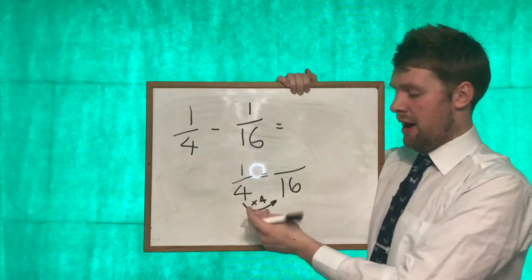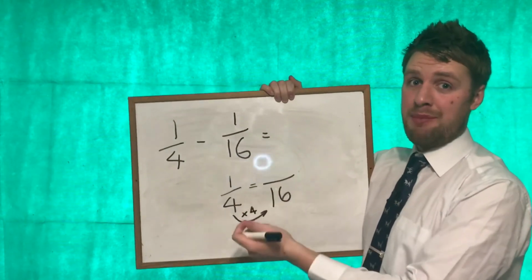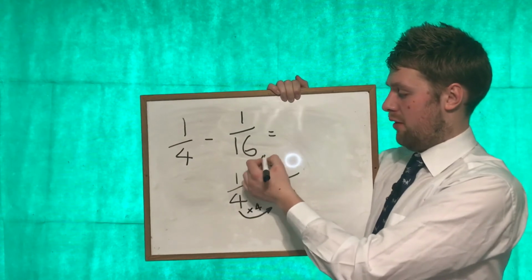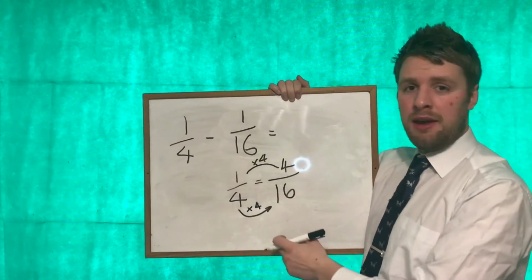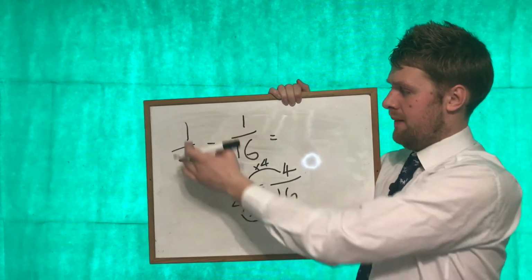There we go. And whatever I do to the bottom of a fraction, I need to do to the top to keep it an equivalent fraction. So 1 multiplied by 4 is 4. And 4/16 is equal to 1/4.